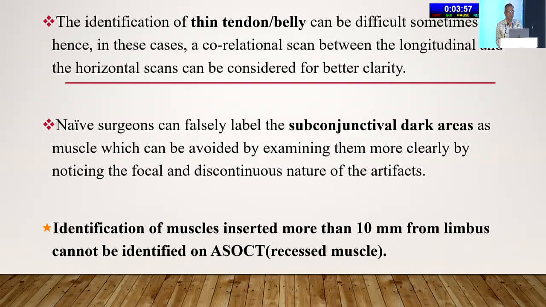The identification of thin tendons and belly can be difficult sometimes, hence in these areas a correlational scan between longitudinal and horizontal scan can be considered for better clarity. A muscle inserted more than 10 mm from the limbus cannot be identified on the ASOCT.